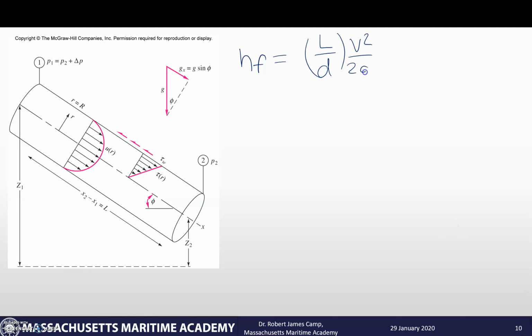over 2g, so we're looking at the velocity of the fluid, but we have this constant in here, that's script F. And so what is script F? We call this the Darcy friction factor. And this is where Mr. Darcy, or Dr. Darcy, comes into the equation. So the Darcy friction factor.